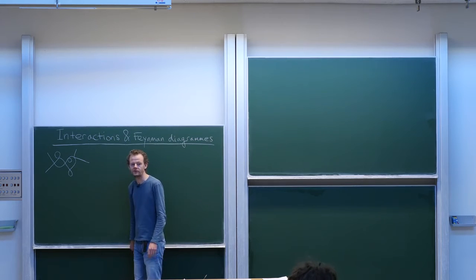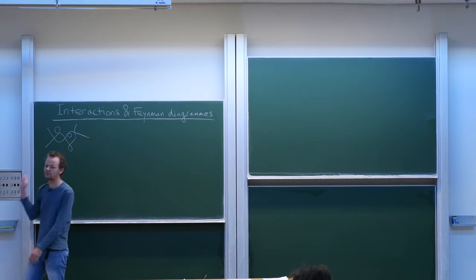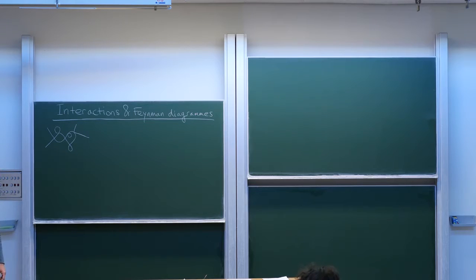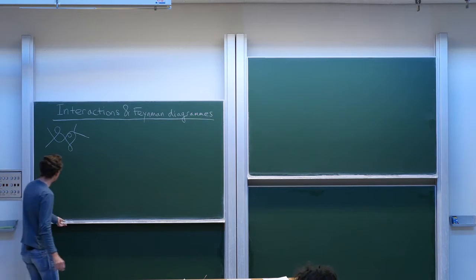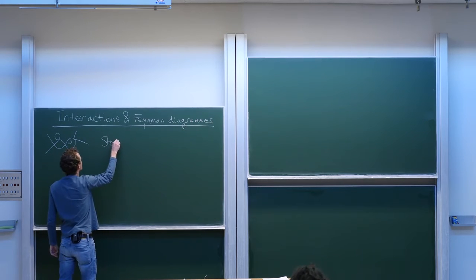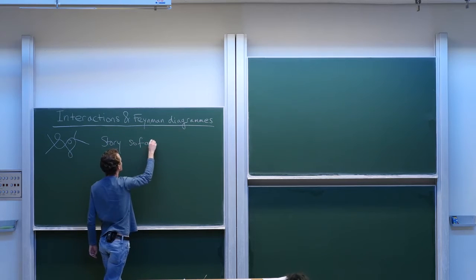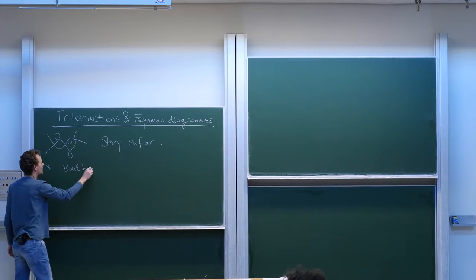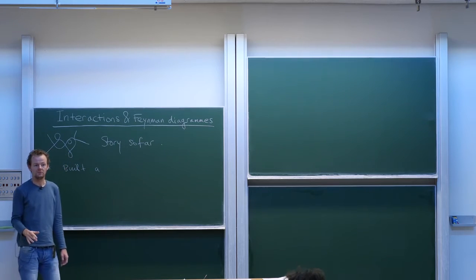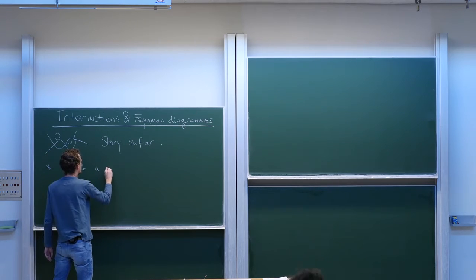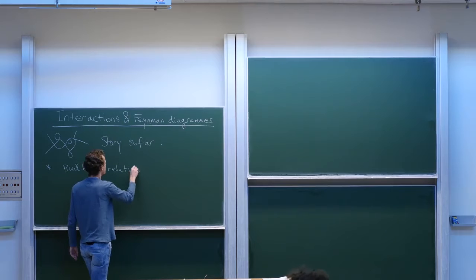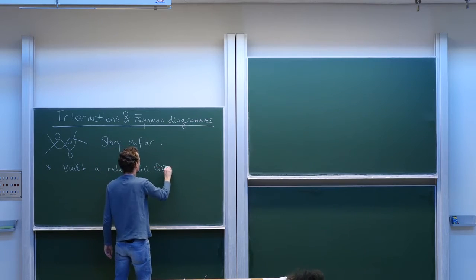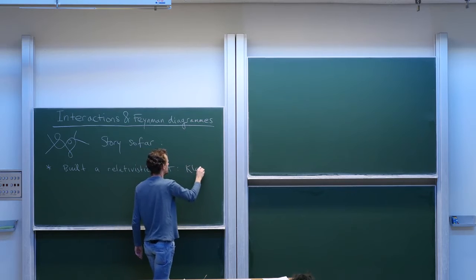Now, before we get to this, I will summarize the story so far, and also we'll spend most of today building up the dictionary between these pictures and certain amplitudes. So the story so far: we've built what can legitimately be called a relativistic quantum field theory. Namely the Klein-Gordon field.